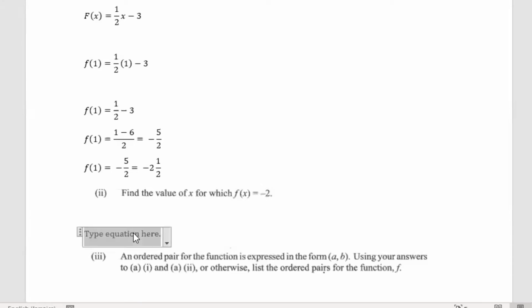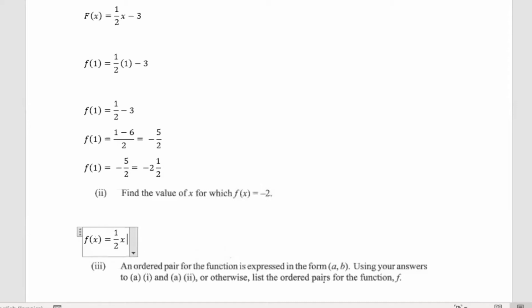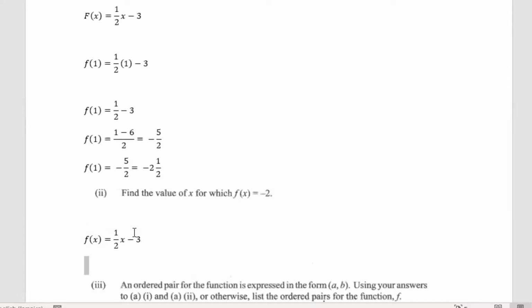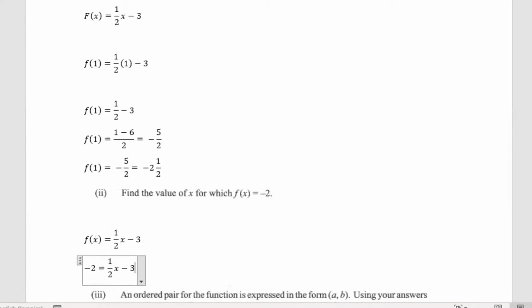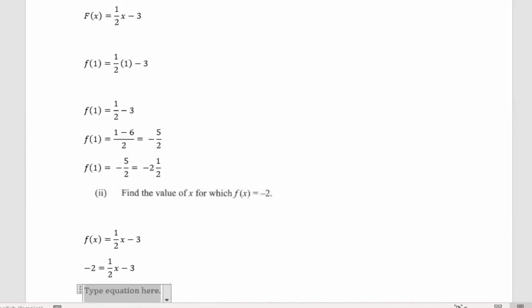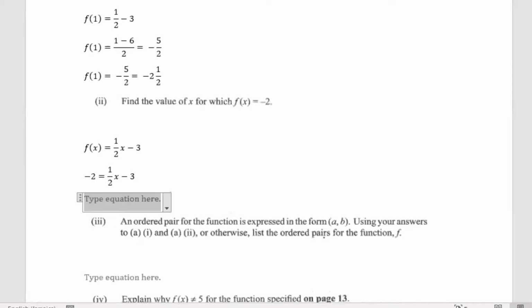So from the original, what you know is that f of x, this is the original function I'm writing back, which is a half x minus 3. F of x, they said, is negative 2. So negative 2 is equal to a half x minus 3. So we're now solving for x. We're going to add 3 to both sides of the equation. So what we'll have is minus 2 plus 3 is equal to a half x.